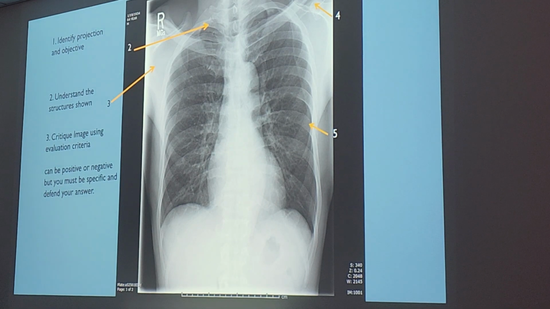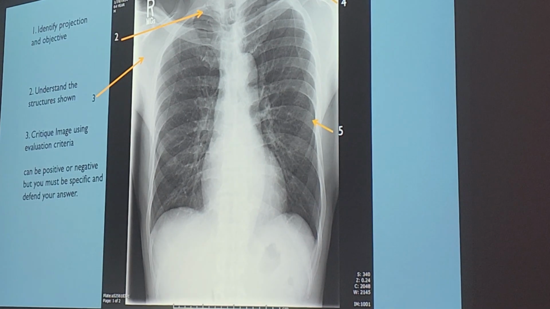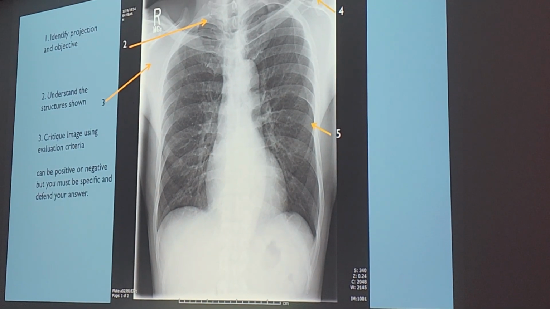And some of those answers have me a little worried. So we're gonna cover how to properly identify and evaluate your images.